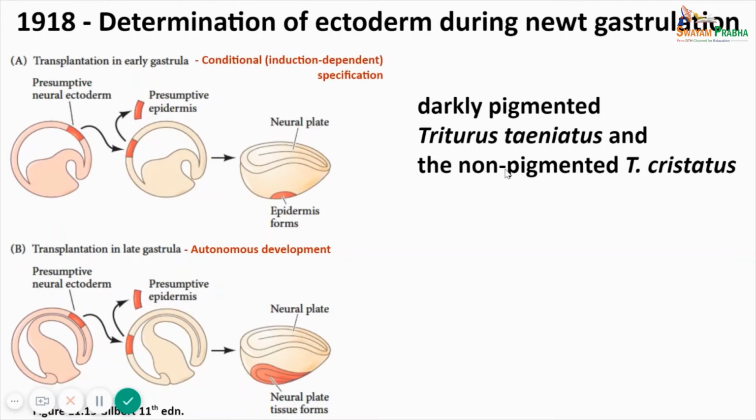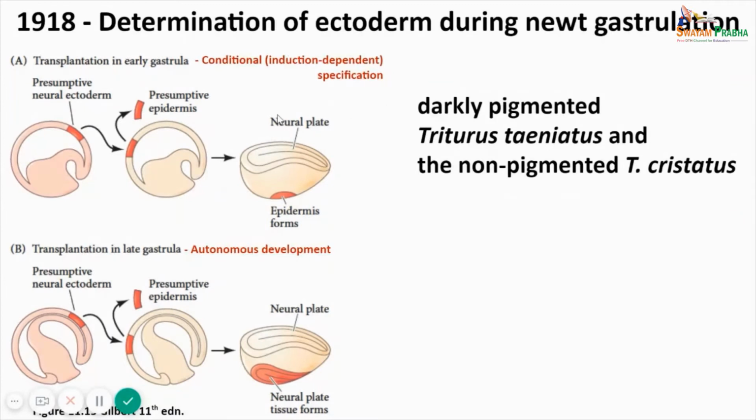In another experiment done in 1918, Spemann performed some transplantation experiments in early and late gastrula of two species of newts which were different in their pigmentation. He took the non-pigmented Triturus cristatus and dark-pigmented Triturus taeniatus. He took these two differently colored embryos so that he can identify the host and donor tissues on the basis of color after the transplantation experiments.